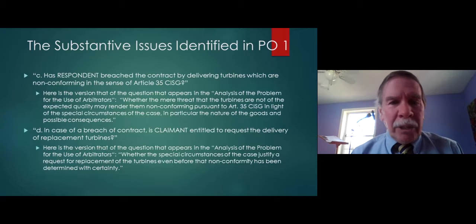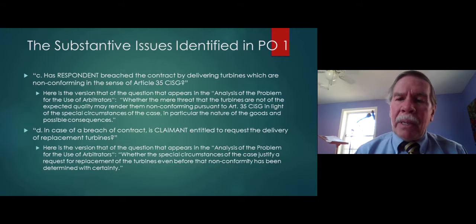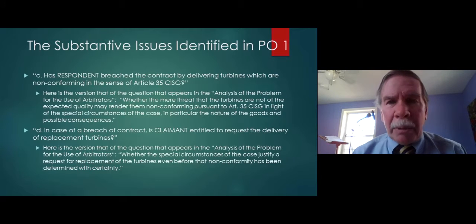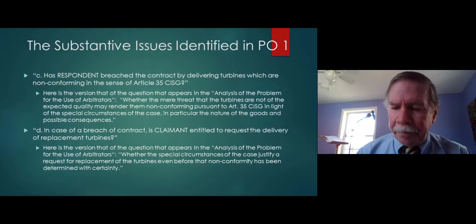The second substantive issue identified in procedural order 1 is, in case of a breach of contract, is claimant entitled to request the delivery of replacement turbines? And the version of that issue that appears in the analysis of the problem for the use of arbitrators is this: whether the special circumstances of the case justify a request for replacement of the turbines even before the nonconformity has been established, has been determined with certainty.